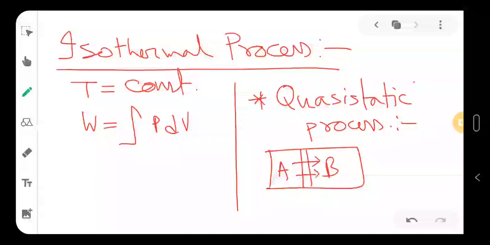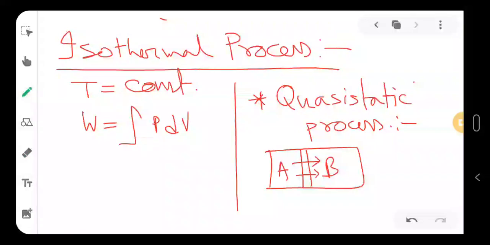So what is a nice definition of a quasi-static process? It is such a slow process in which the thermodynamic parameters of the system will be in equilibrium in all of the states. That means they all will be balanced. The process is so slow that there will be no imbalance between these thermodynamic parameters.